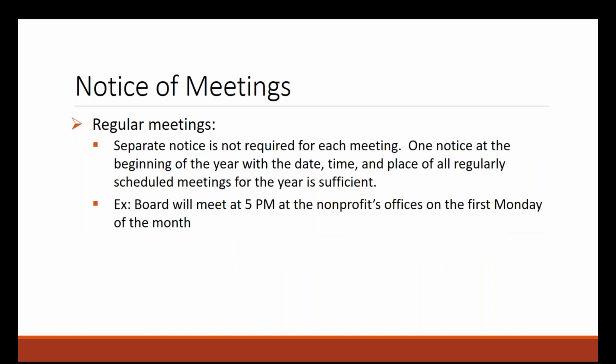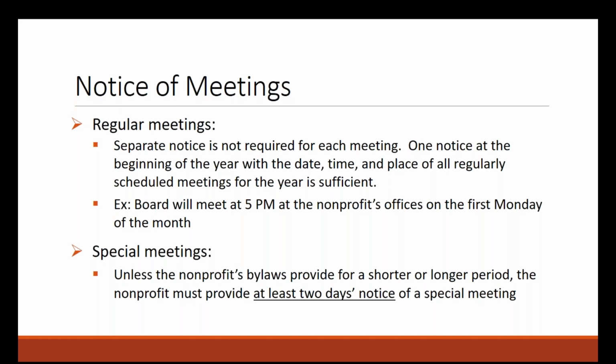So for regular meetings, separate notice is not required because, as we already mentioned, you can pre-schedule these at the beginning of the year. So one notice at the beginning of the year with the date, time, and place of all regularly scheduled meetings is sufficient as notice. So for example, you can say that the board will meet at 5 p.m. at the nonprofit's office on the first Monday of the month. That satisfies your notice requirements for your regular meetings. When it comes to your special meetings, unless your bylaws provide for a shorter or longer period, the default rule is that you must provide at least 2 days notice for a special meeting.